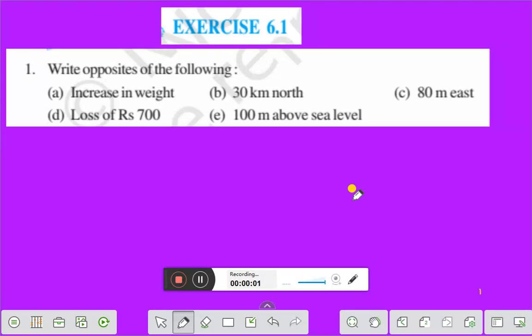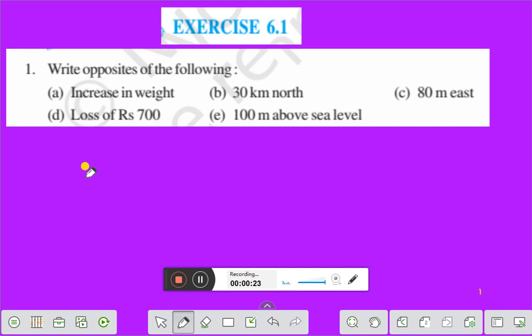Hello everyone. Today we shall discuss exercise 6.1 question number 1. Write opposites of the following. A. Increase in weight. B. 30 km north. C. 80 meter east. D. Loss of rupees 700 and E. 100 meter above sea level.